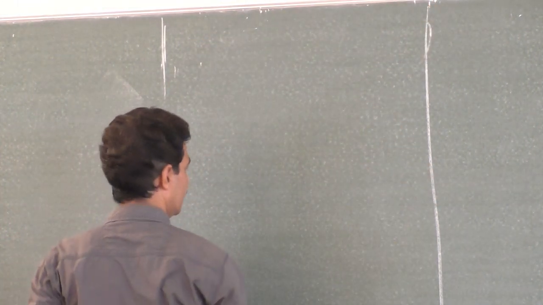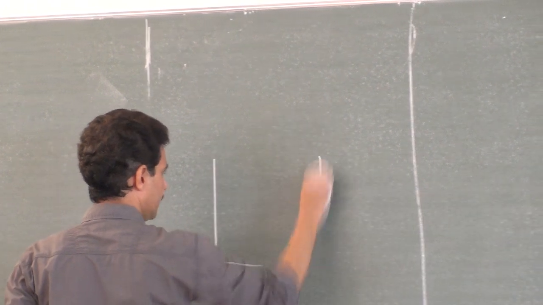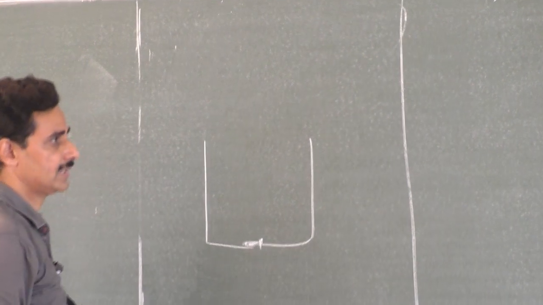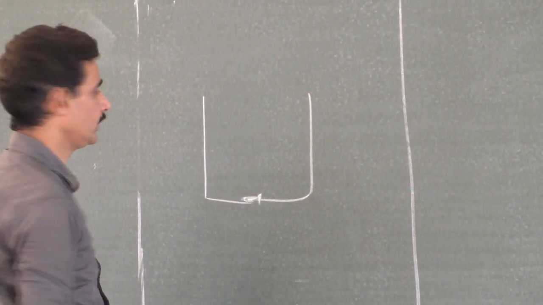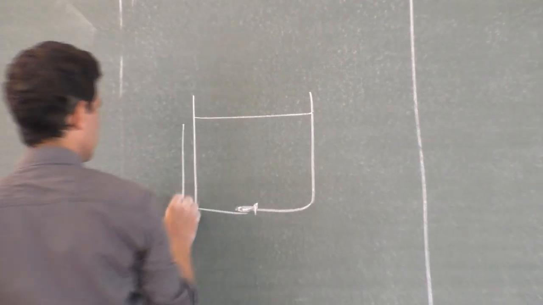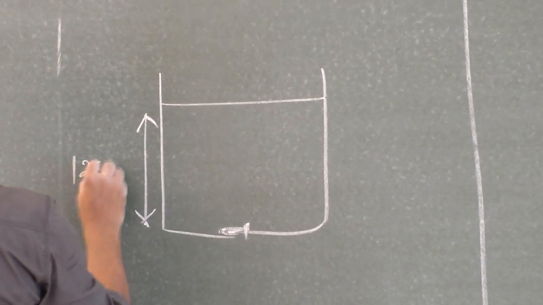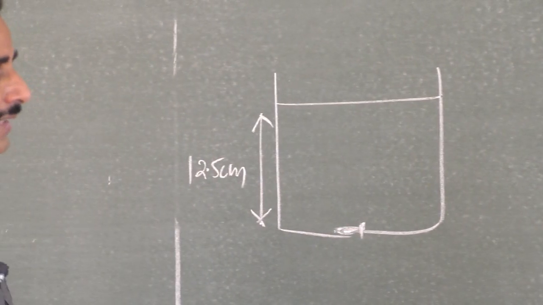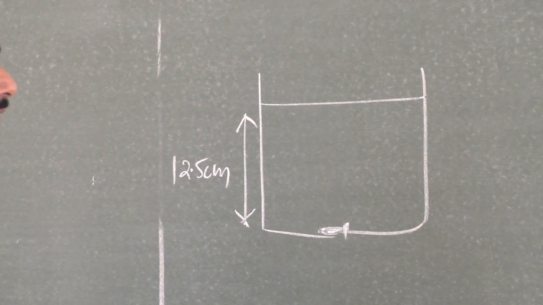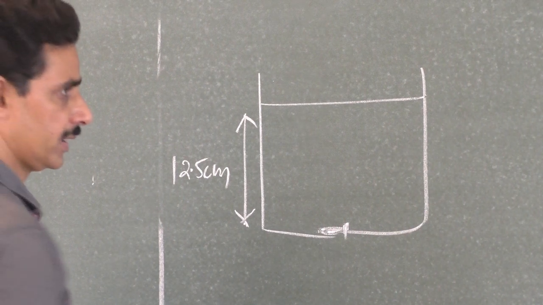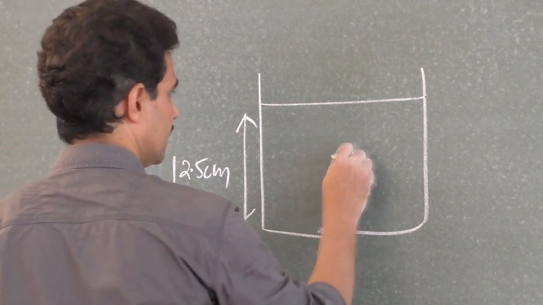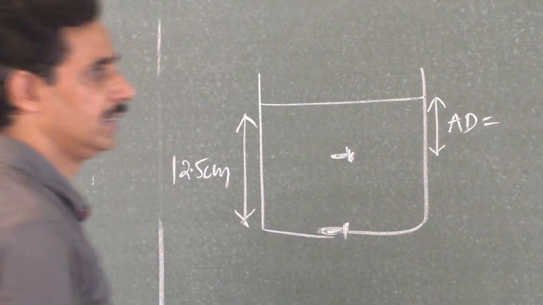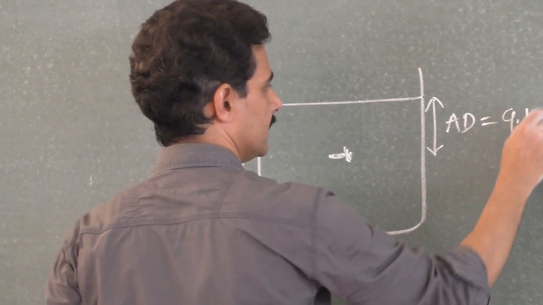There is a tank and inside the tank there is a pin like this. So there is a pin. Now they say that a tank is filled with water up to a height of 12.5 centimeter. This is 12.5. The apparent depth of the needle lying at the bottom of the tank, as measured by the microscope, this pin appears to be here. Apparent depth as measured by a microscope is found to be 9.4 centimeters.